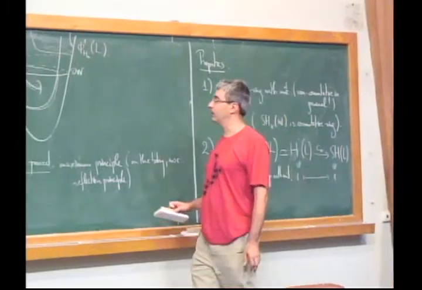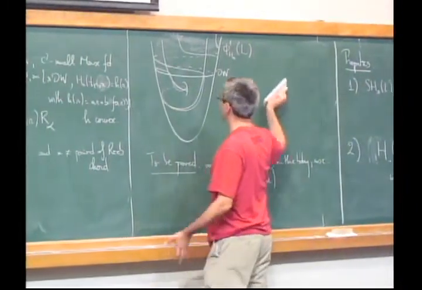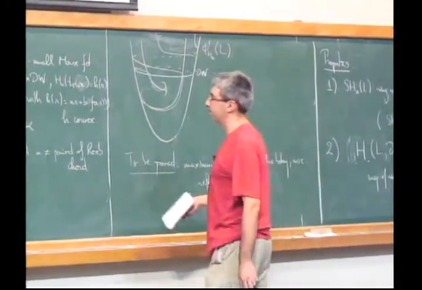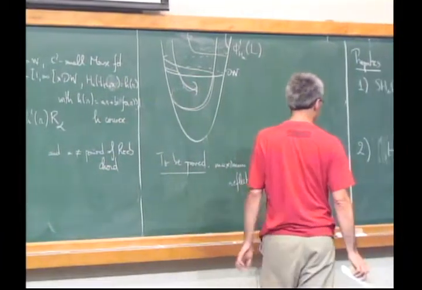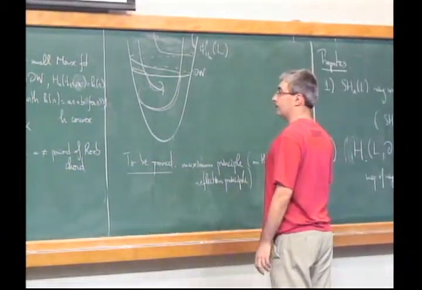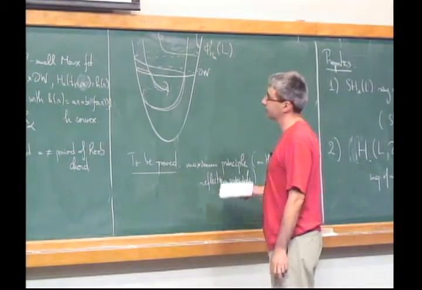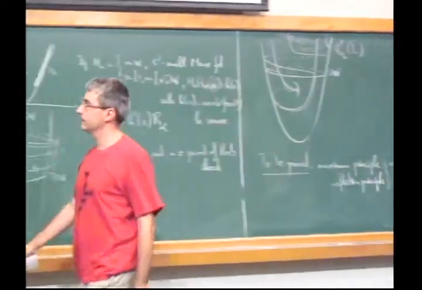What other properties did I have? A commutative diagram, right? I don't know. Maybe I'll just erase here.